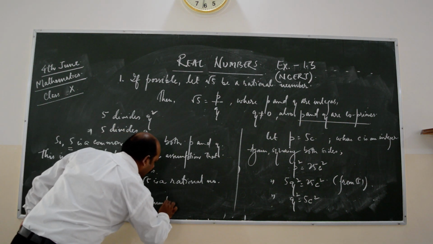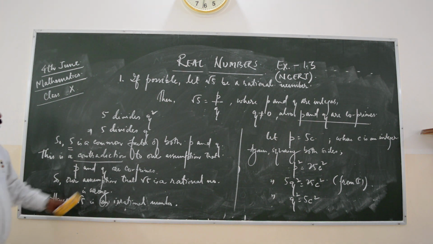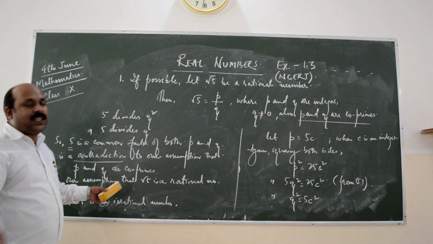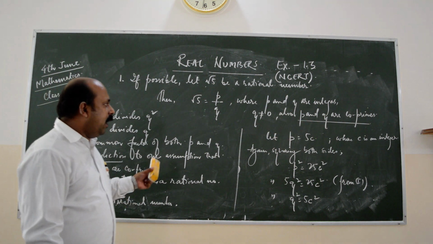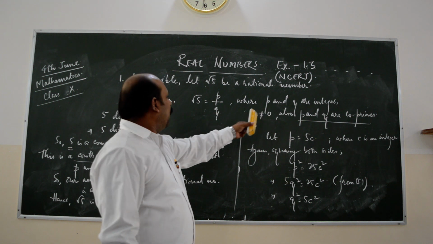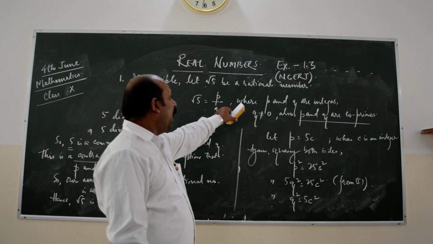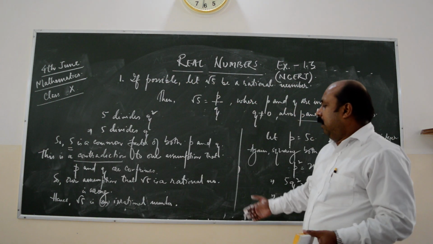So we can say that root 5 is an irrational number. This is a statement which is written in various forms. There are different ways of writing the same thing. We are arriving at a contradiction because of our wrong assumption that root 5 is a rational number. This assumption is wrong. So what is the correct proof?